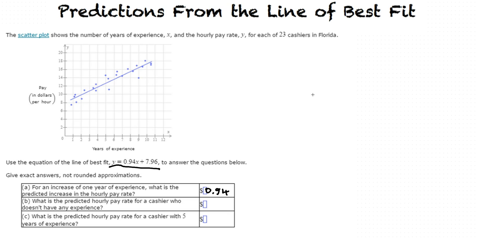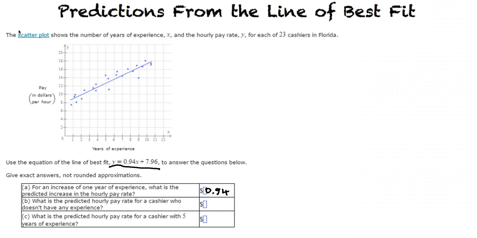For Part B, we now want to find the predicted hourly pay rate for a cashier who has no experience, so this means we'll find the rate at 0 years. How exactly should we go about doing this? If X is our number of years and Y is the pay rate, then can I plug in 0 for X in the equation and solve for Y?